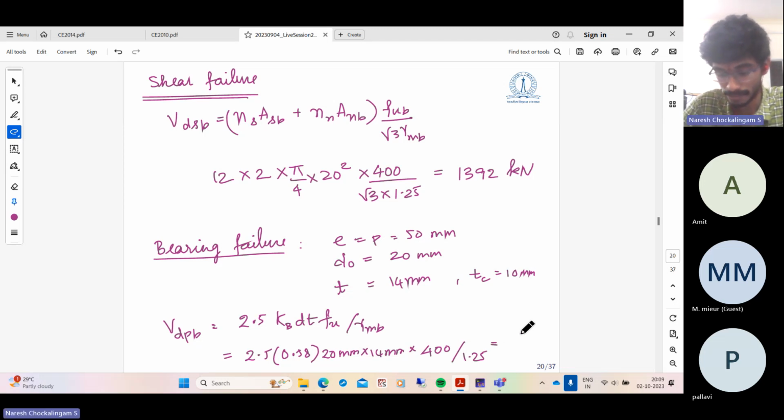So this value is about 2.5 into 0.58 into 20 into 14.